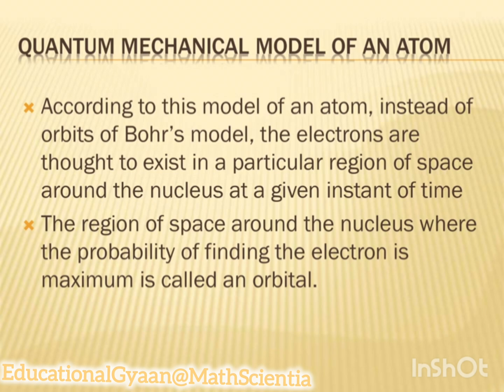Quantum mechanical model of an atom. According to this model, instead of the orbits of Bohr's model, the electrons are thought to exist in particular regions of space around the nucleus at a given instant of time. The region of space around the nucleus where the probability of finding the electrons is maximum, we call an orbital.